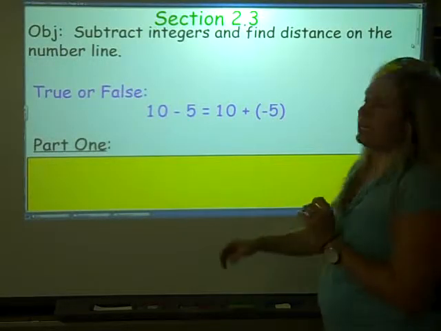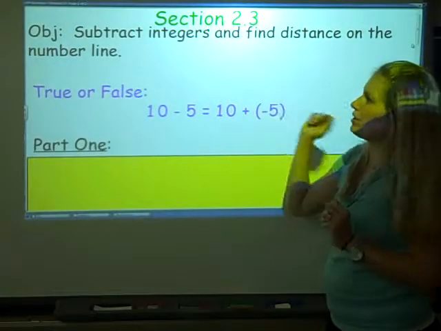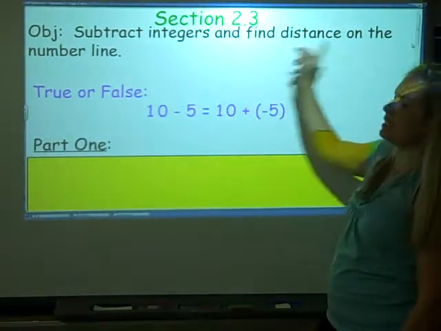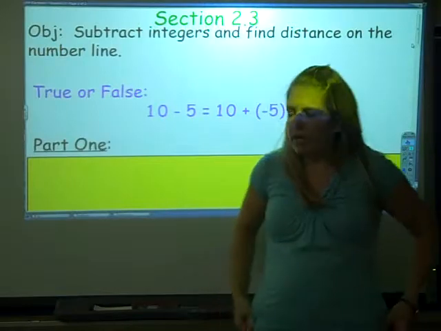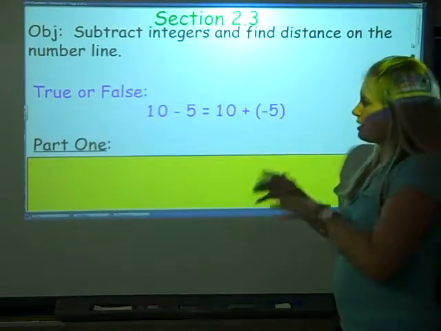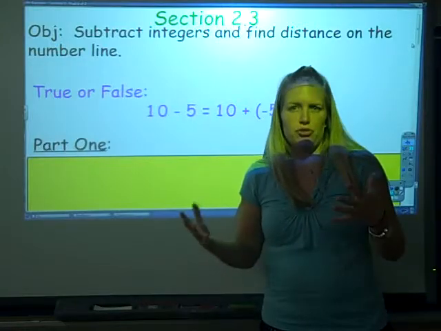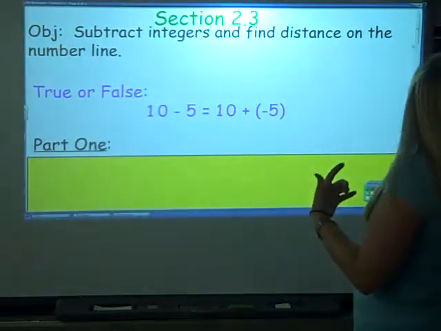Okay, hi everybody. Today we're going to be doing section 2.3, which is subtracting integers and finding the distance on a number line. Okay, so first let's kind of talk about subtraction. When we have 10 minus 5, you should know 10 minus 5 is 5.